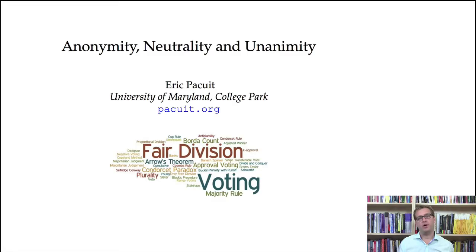Now that we've set up our basic formalism for talking about group decision-making methods, the next task is to start formalizing some of the basic principles of group decision-making methods and then use those principles to characterize different voting procedures. So we're going to start in this lecture with three principles: anonymity, neutrality, and unanimity. So starting with anonymity.